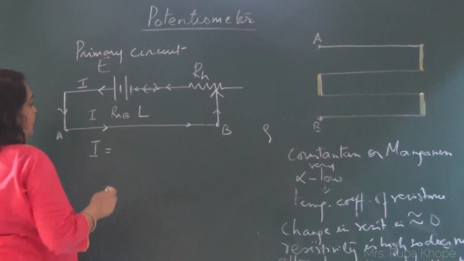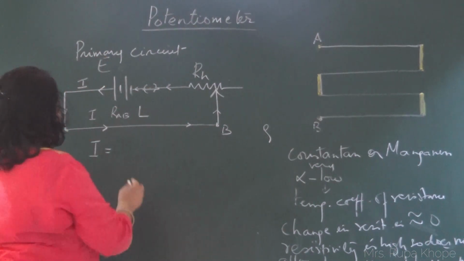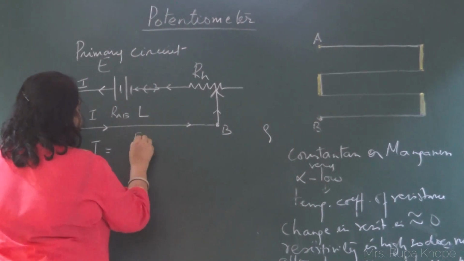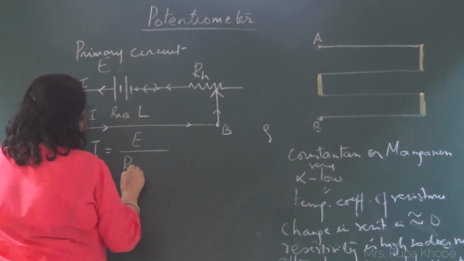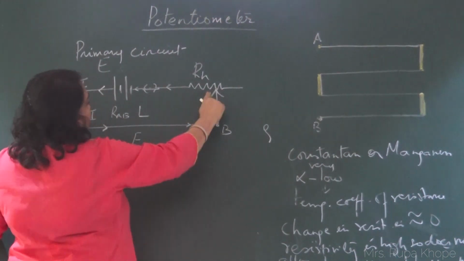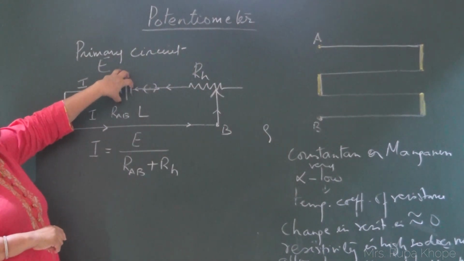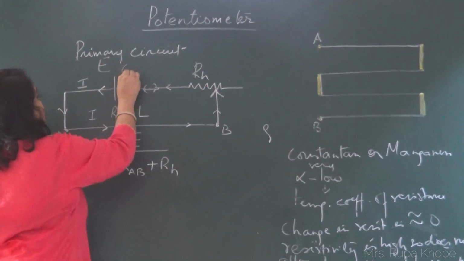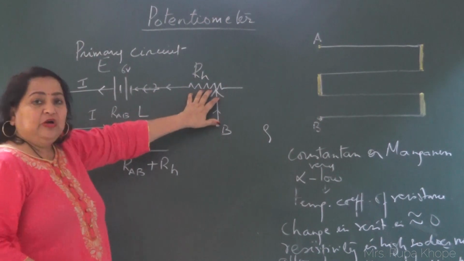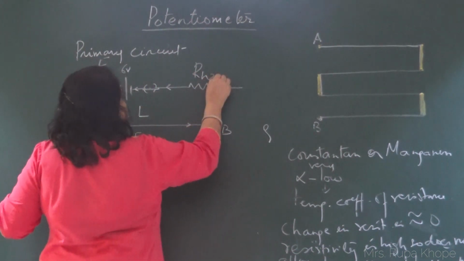Current, we know from Ohm's law, is total EMF upon total resistance in the circuit. The total EMF is E and total resistance is RAB plus RH. Suppose by chance the eliminator voltage is say 6 volts. So 2 volts is dropped here. How many volts? 2 volts is dropped across the rheostat.